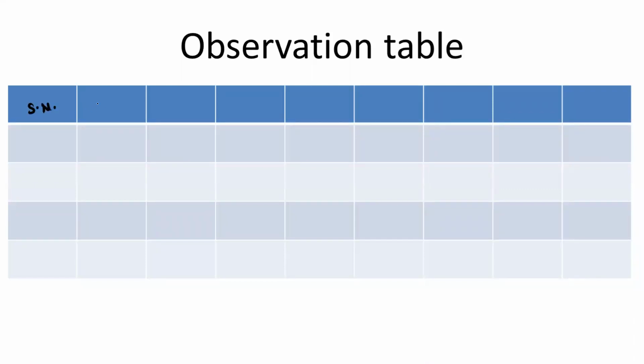first is the serial number, then W1, which will be in kg. Its distance with respect to point A, so you can take x1 and take this in meter. Then the load W2 in kg, and its distance with respect to point A, x2 in meter. Then the reaction Ra, which is your experimental reaction, and reaction Rb, which is also experimental.